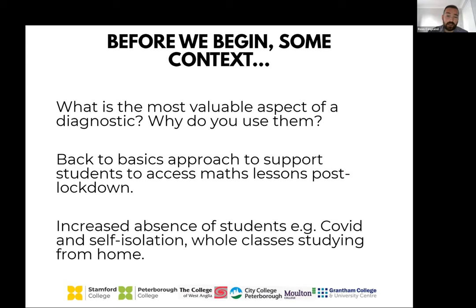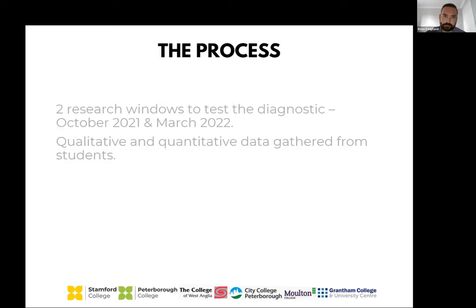And again, like many colleges in our network, we experienced increased levels of absence. Whether that be students actually having COVID or self-isolation taking place, we also had several instances throughout the academic year, mainly at the start though, where whole classes were studying from home because of our high level of infection rate. So as we developed and continued through our action research process, those were very much some of the elements that we were considering and trying to identify.